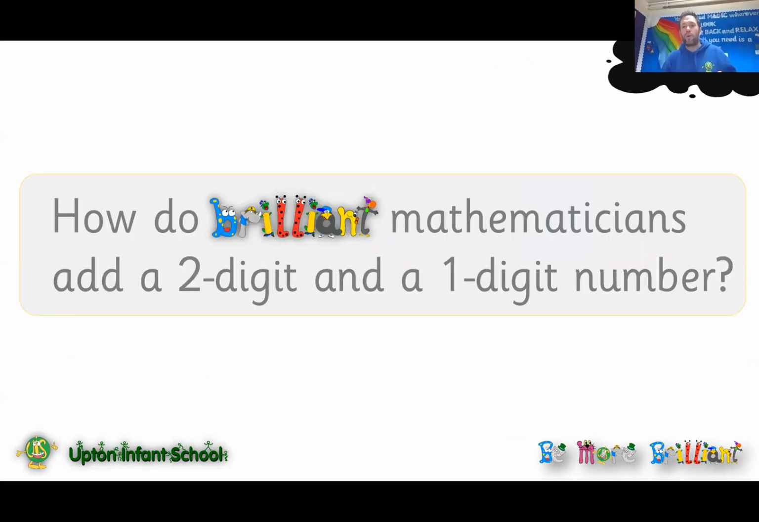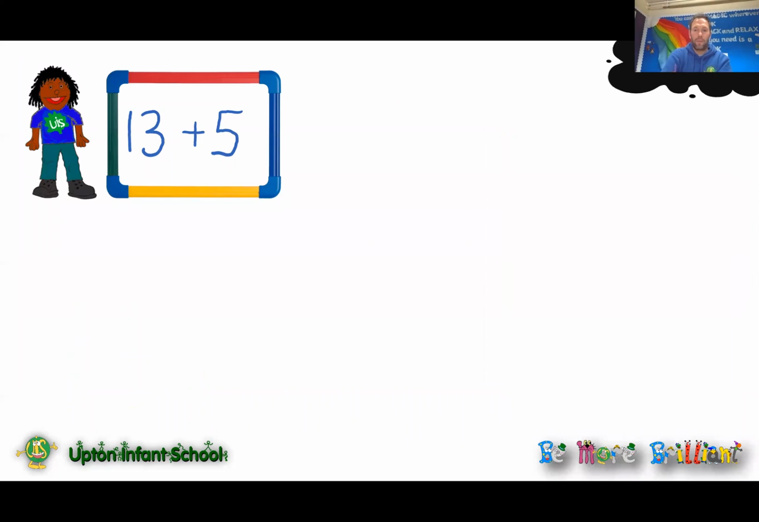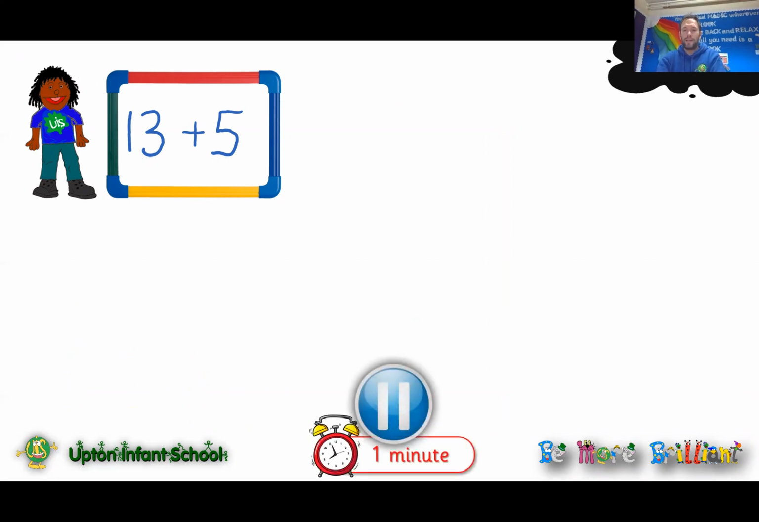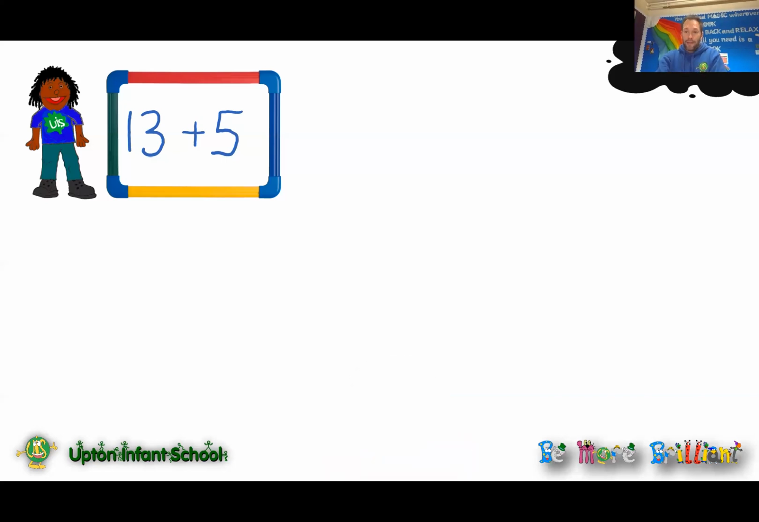We're carrying on our work today, adding a 2-digit number and a 1-digit number together. And yesterday, this is the kind of thing we were doing. And can you remember what method we were using to solve this kind of problem? Well, pause the video, see if you can have a little think, see if you can solve this one by using your tens and ones equipment. Okay, how did we get on?